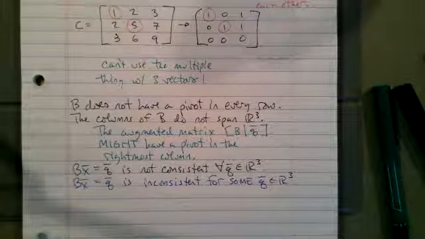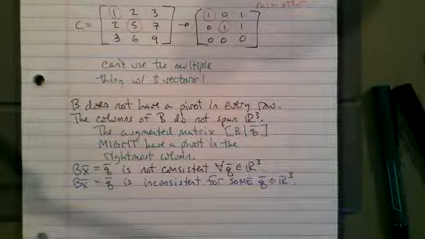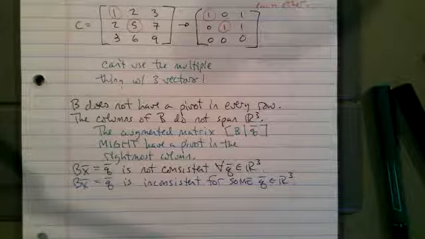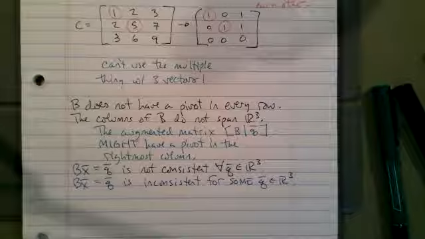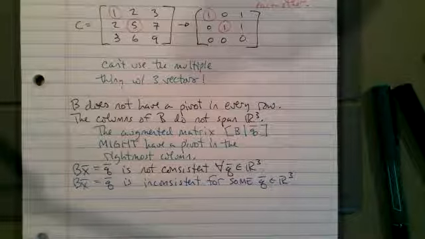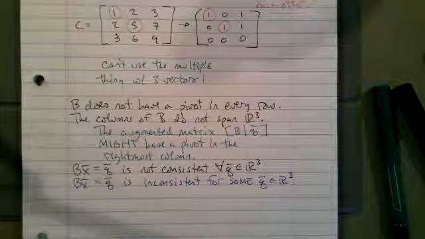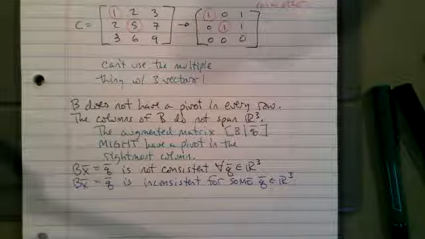Bx equals Q is inconsistent for some Q in R3 because B does not have a pivot in every row. This is a very risky way to say it, because if you just say Bx equals Q is inconsistent and end it there, I'll say, but Bx equals 0 is consistent. Bx equals 0 is always consistent. So we would not want to say that Bx equals Q is inconsistent for all Q in R3, because that's just not true. That makes sense?